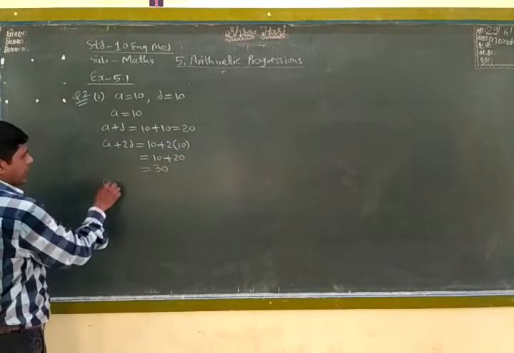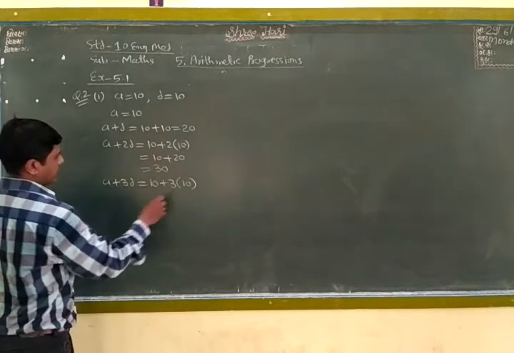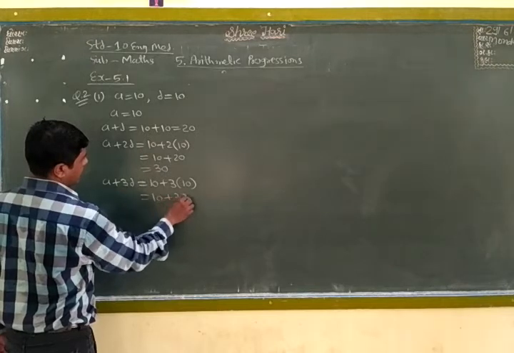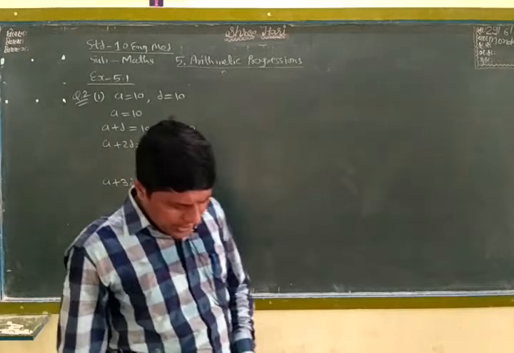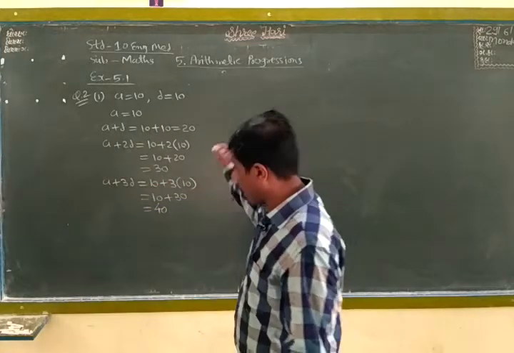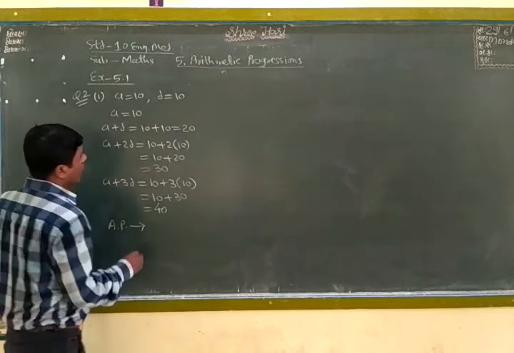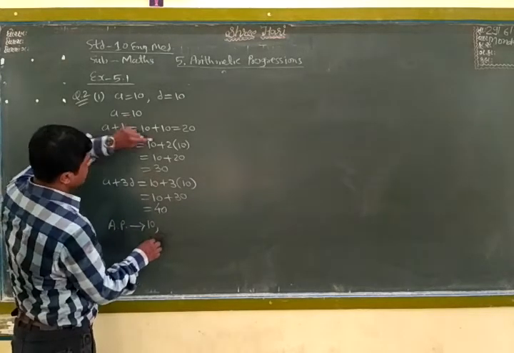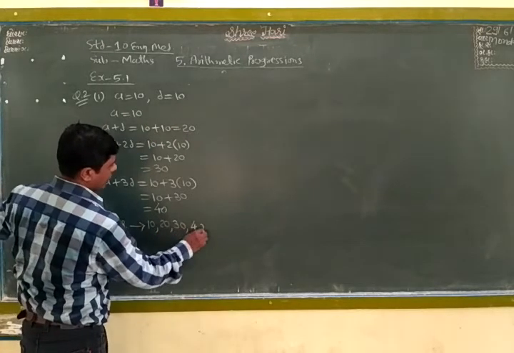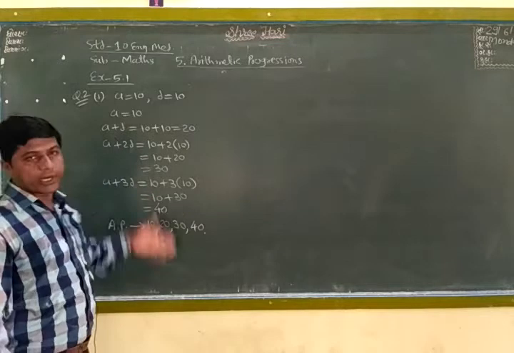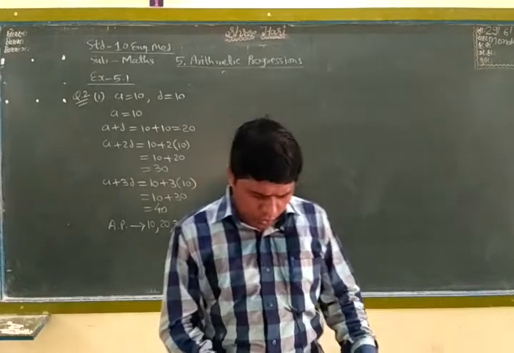Then A plus 3D, 10 plus 3 times 10, that is 10 plus 30, so we get 40. Okay, so now the 4 terms of the arithmetic progression are: first term 10, second 20, third 30, fourth 40. These are the 4 terms of the arithmetic progression. Question 2 first part is finished. Now question 2 second part.